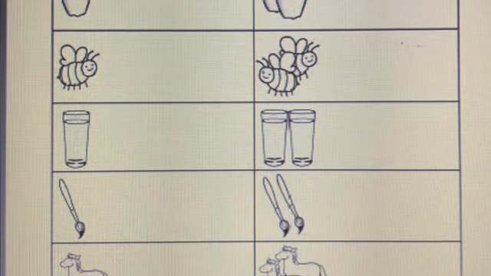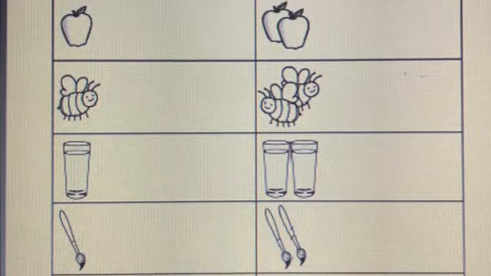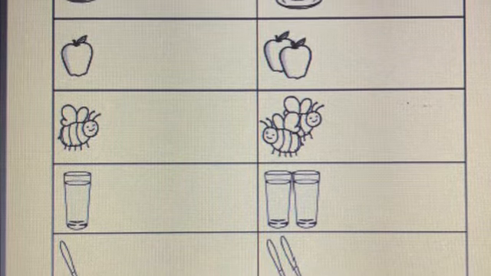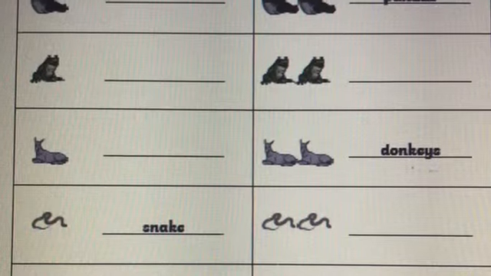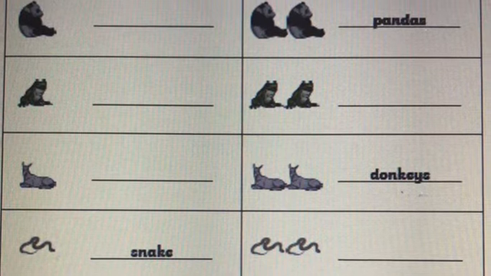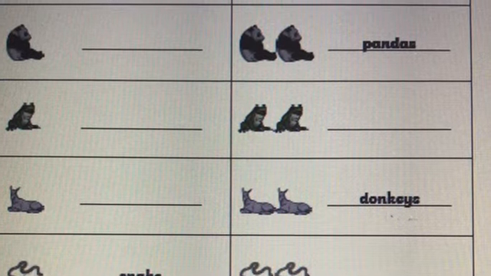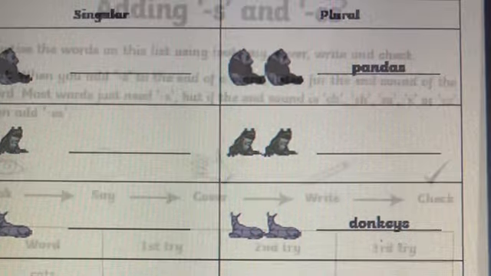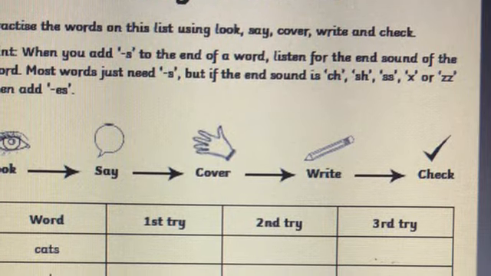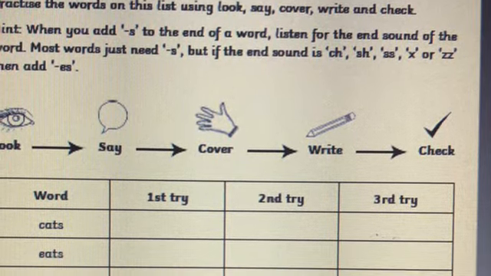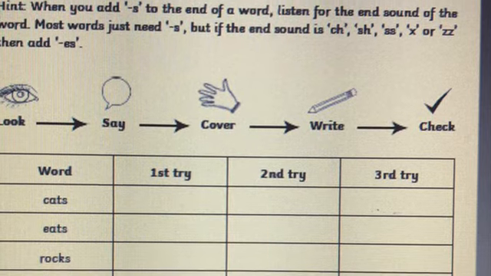Don't forget to choose mild, spicy, or hot this week. Mild, you need to write the word in singular form and then plural. Spicy, write the animal in singular form and then the plural. And I've done some for you. And hot, you've got to add s or es to the word. It's a little bit trickier.